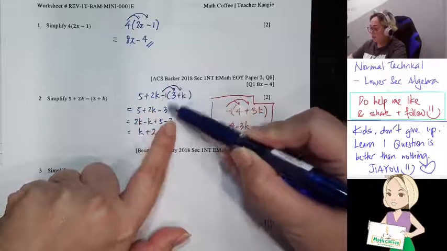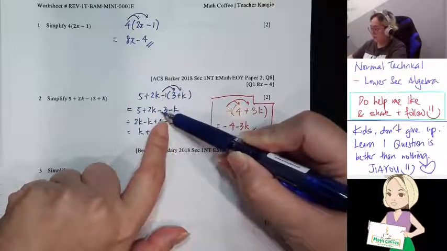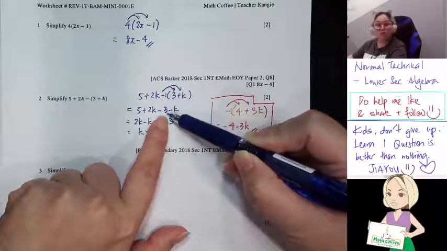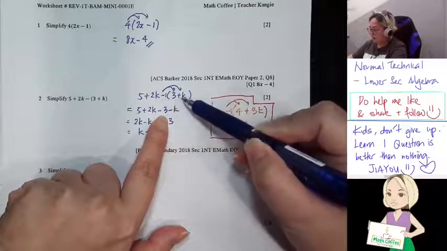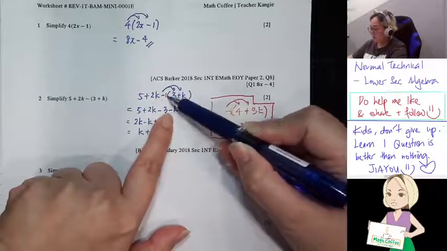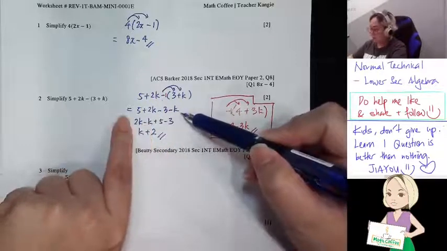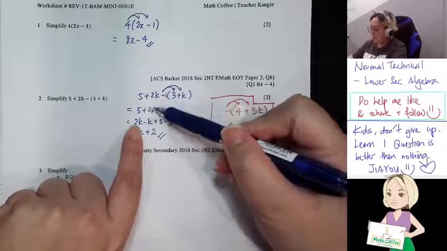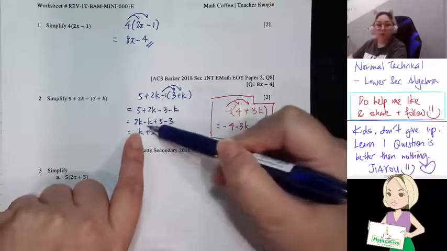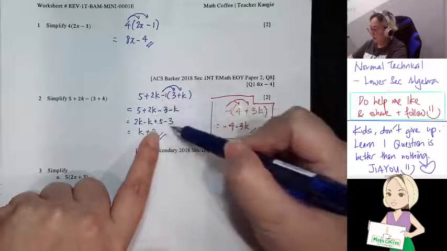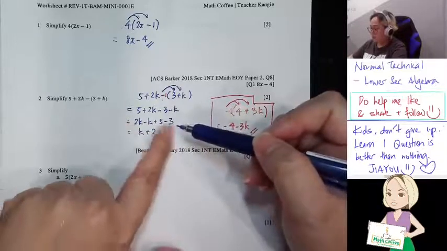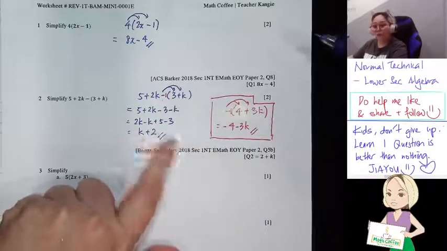Negative times positive gives me negative. 1 times 3 gives me 3. Negative times positive, negative. 1 times k, k. After that, I need to group the like terms together. So we have 2k minus k, put it together. Then 5 minus 3, so it is 2. So in the end, when you simplify, you get k plus 2. So that's for question 2.